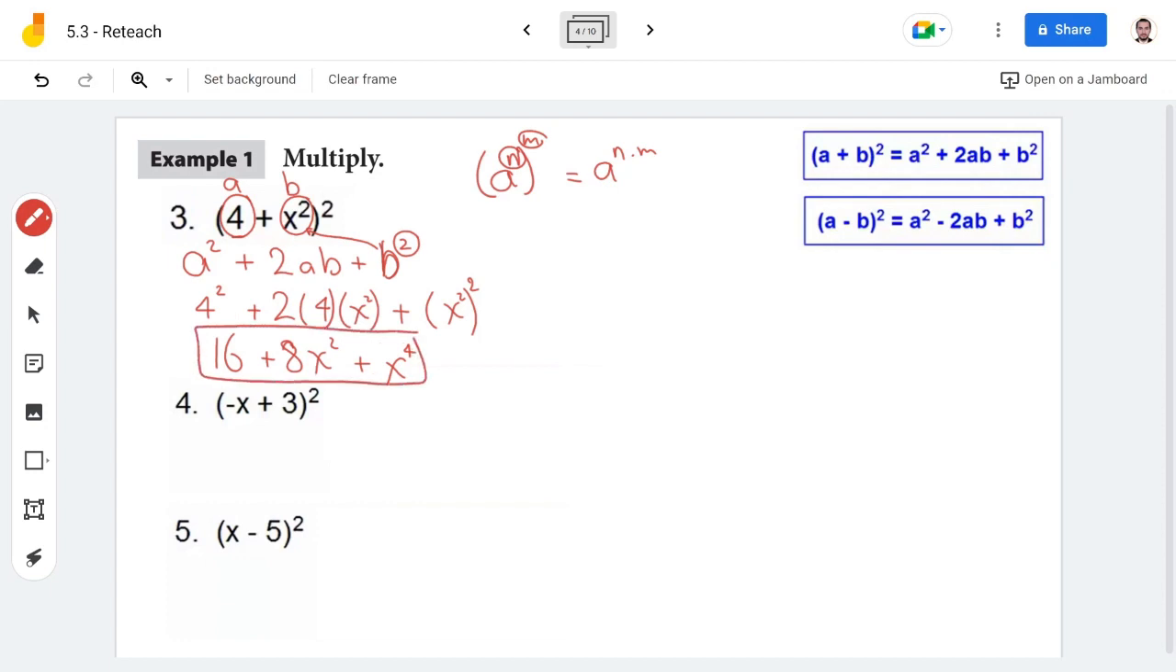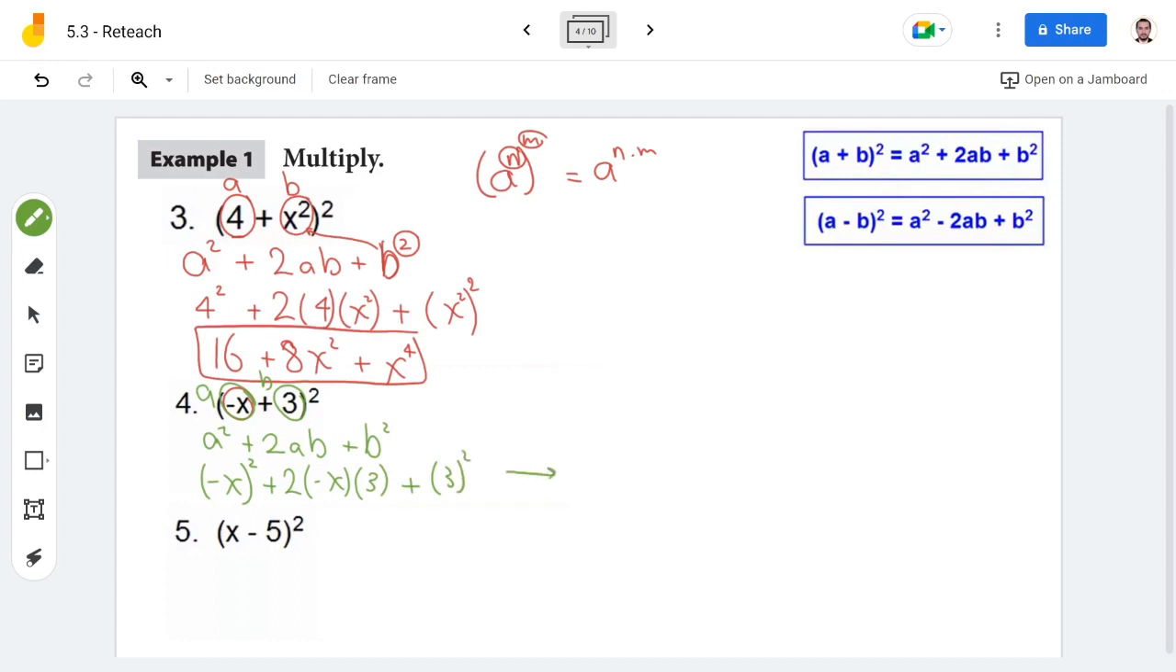Okay, perfect. So let's do this. Now this one, let me change the color. This one is A, this one is B. Now a squared plus 2ab plus b squared. A is equal what? Negative x to the power of 2, plus 2 times negative x times b, which is 3, so times 3, plus b squared, which is 3 to the power of 2.